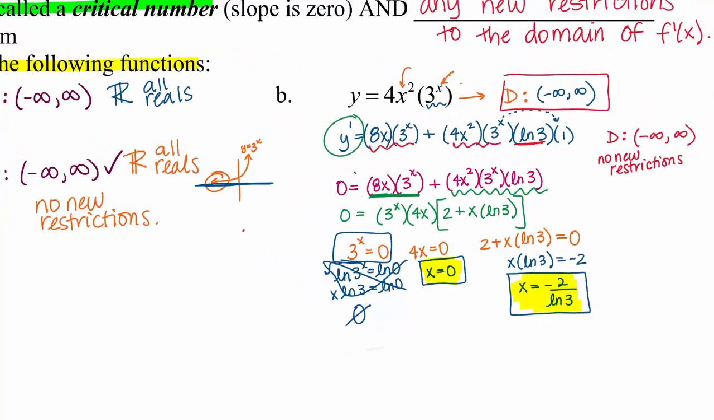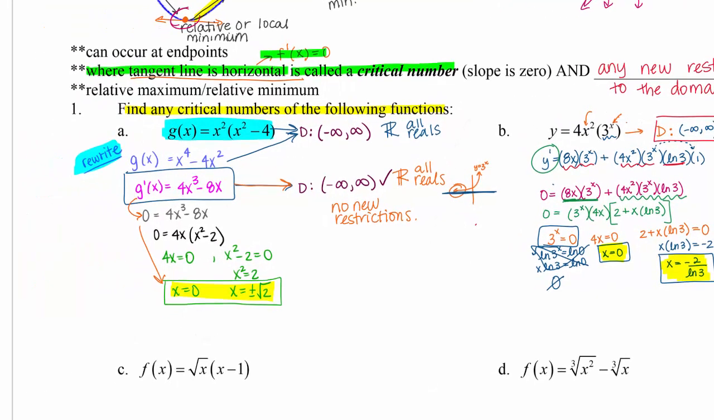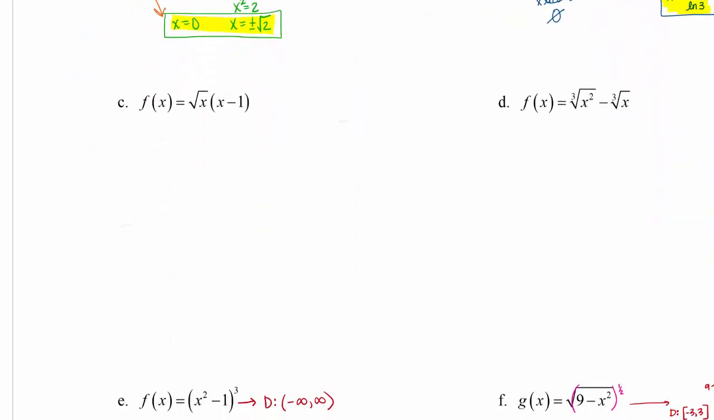Okay, now if I look back at both of these, one commonality in question A and question B here is that both domains were unrestricted from the beginning, and both of these were unrestricted when I did the derivative. So really not anything too exciting with their domains. So let's see once we get some domains in here.